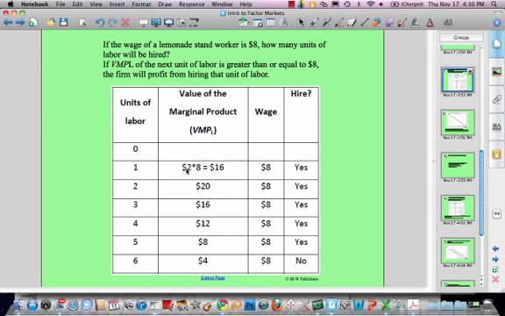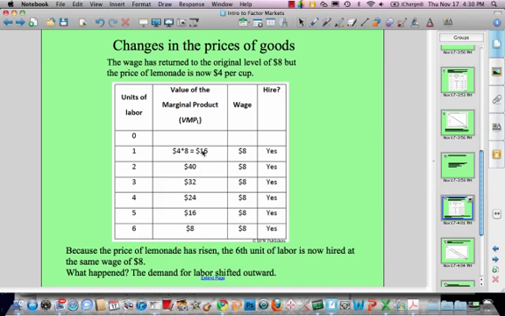You'll see 2 times 8 is 16. You add then 2 times 10 is 20. Here, when it goes to 4, this would actually be 32, not 16. But you see here you get value of the marginal product of labor. You get the wage. So it went down to its original level of 8. Price is now $4 a cup. We have the same series of decisions to make.